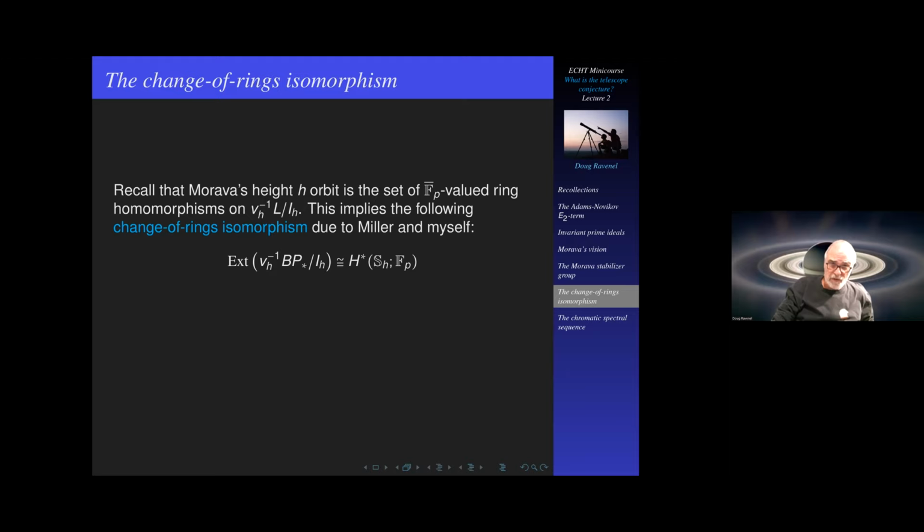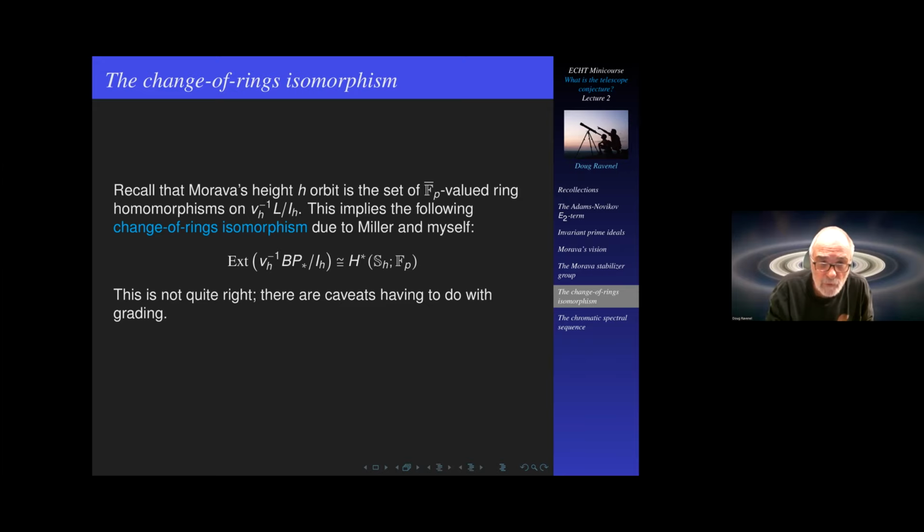And as I indicated on the previous slide, we know quite a bit about the cohomology of the Morava stabilizer group. We don't know all of it, but we know a lot about it. Now, the statement I just made here isn't quite right. There are some caveats having to do with grading that I won't go into, but you can find them in the green book.